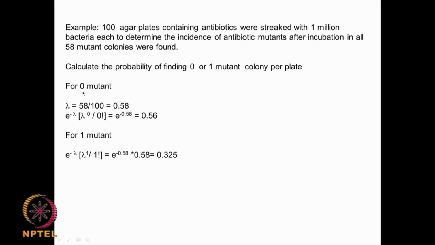If I want to see 0, then I put x as 0, so e to the minus lambda times lambda raised to the power 0 over 0 factorial, that is 56%. If I want to see 1 mutant colony, I will put e to the minus lambda times lambda raised to the power 1 over 1 factorial, so that gives you 32.5%. Okay, so you can see it is very useful.